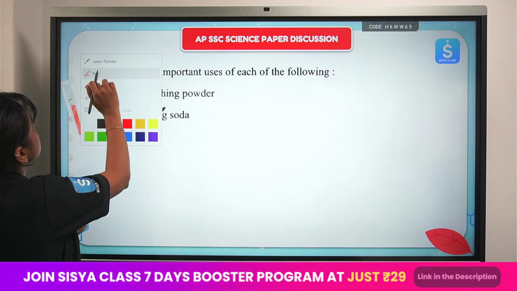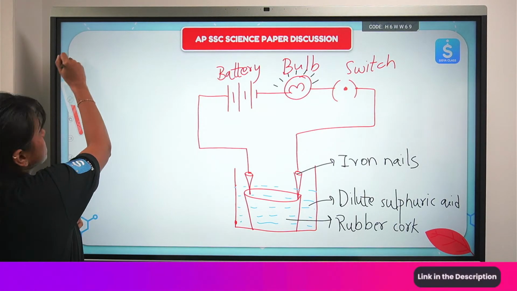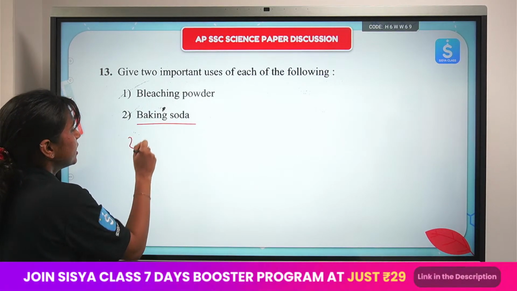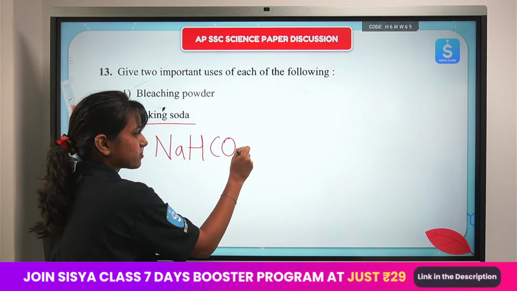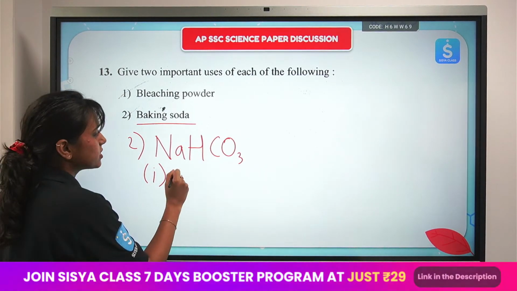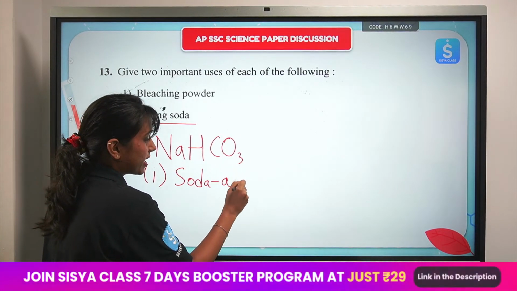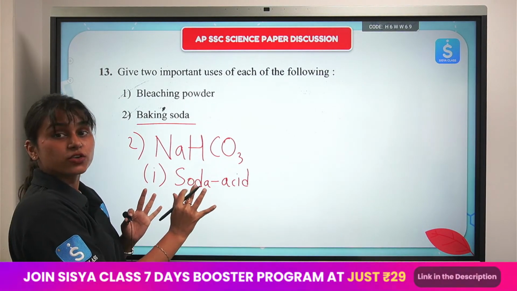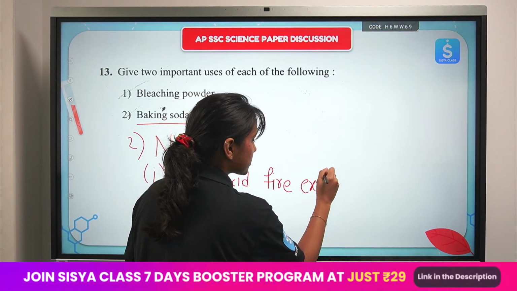The second one is baking soda. Baking soda is nothing but sodium hydrogen carbonate. The first use you can write is that it is used in soda acid fire extinguishers. There are a lot of types of fire extinguishers, so baking soda is used in soda acid fire extinguishers.